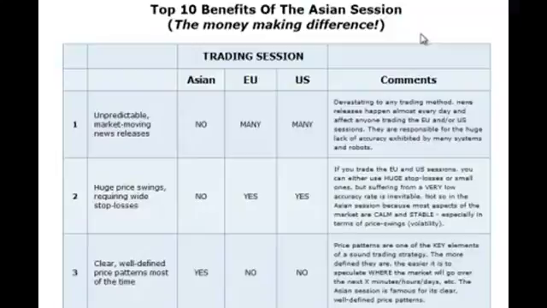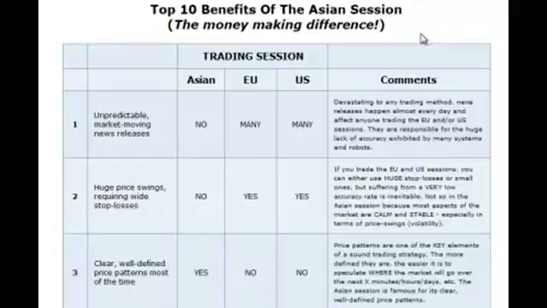The Asian session behaves pretty much the same every night, according to what happened in the EU and the US sessions. It's very predictable, and you know what you're up against. That's really important. It allows you to create a much more reliable and accurate trading system.